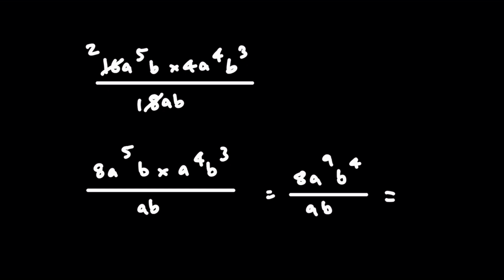And if I keep going, what we get is a to the power of 9 divided by a to the power of 1. And when we divide two indices, we take away the exponent. So it would be 9 minus 1, which is 8. And b to the power of 4 take 1, which is 3. So that's how you would simplify this indice in its simplest form.